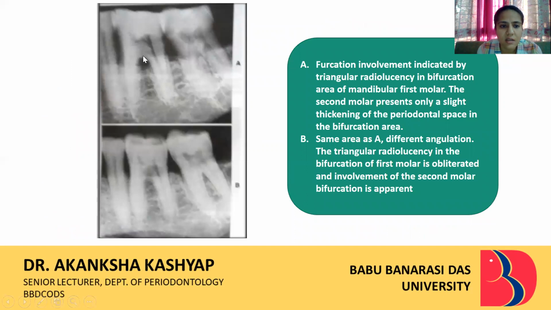Like here, you can see in the bifurcation area of the first molar, there is a very clearly evident radiolucency, which indicates that the furcation is involved. While in the furcation area of the second molar, there is only slight thickening of the periodontal space. When the same area is filmed at a different angle, the radiolucency which was evident in the bifurcation of the first molar is obliterated. We can't see it very clearly. But now in the second molar area, the bifurcation is apparently more involved. It is more evident here.